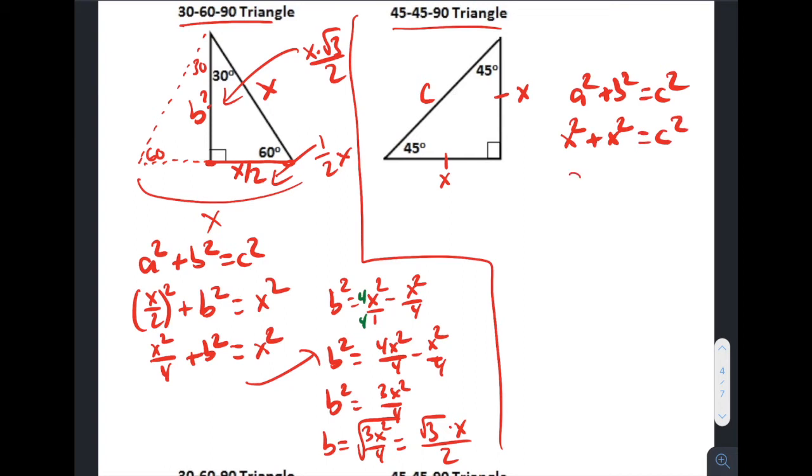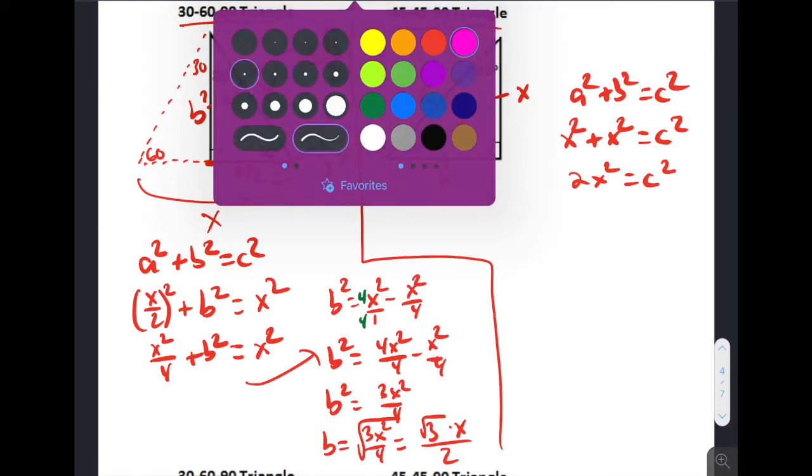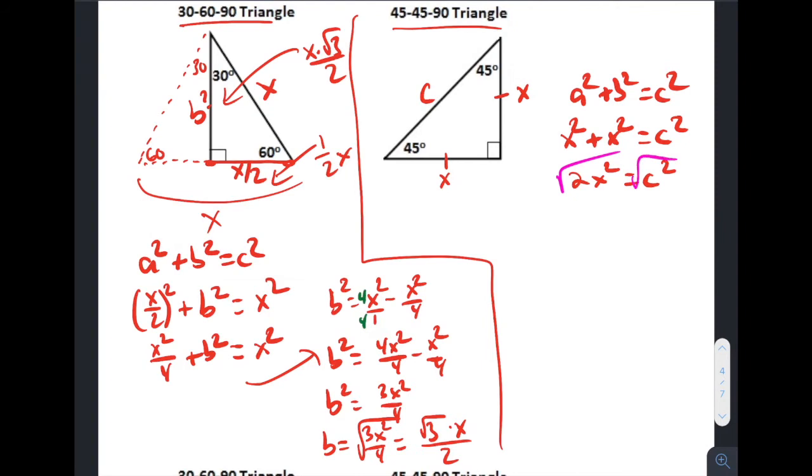And so I have 2 x squareds is equal to c squared. And I want to take the square root of both sides. So if we take the square root of both sides, we get that c is equal to the square root of x squared, which is x, times the square root of 2. So root 2 times x is equal to our c value. So the square root of 2 times x is going to always be that hypotenuse.